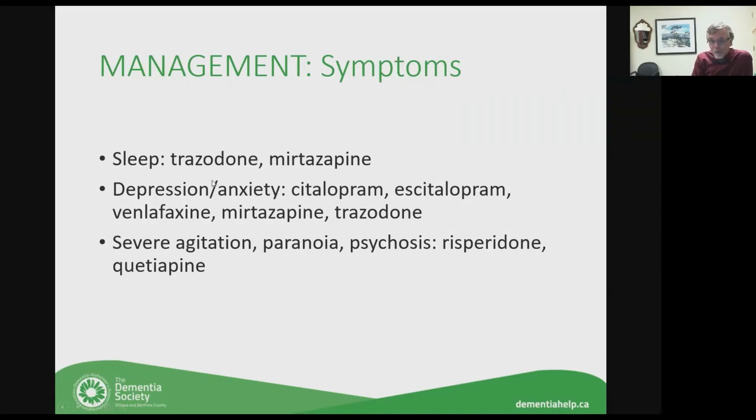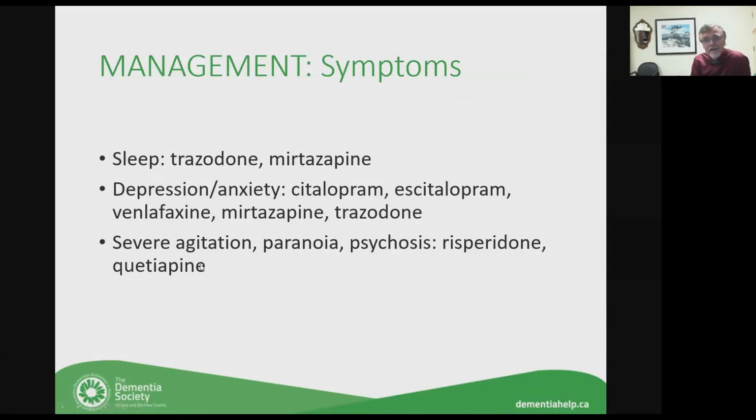So we can help with sleep, and trazodone is sort of our first trial medication, and mirtazapine is another one that we often add. If you realize your memory is going and you're not as independent as before, it's not surprising that there may be some depression or anxiety associated with that. Again, there are very good antidepressants and anti-anxiety medications that can be used to control symptoms. So citalopram and escitalopram, they're very similar medications. Venlafaxine, again, mirtazapine and trazodone can be used in this as well.